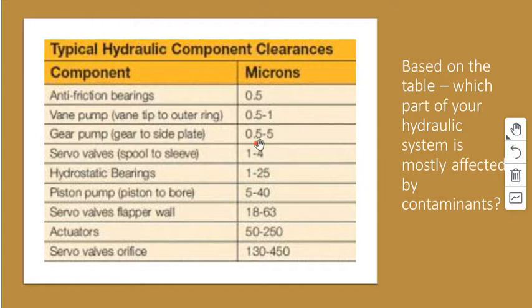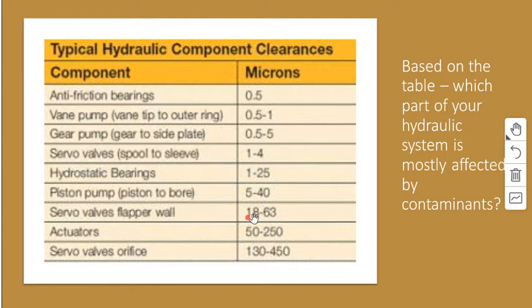We've got a gear pump, and it's 0.5 to 5 microns. Again, bacteria is about 5 microns. They are the big fat bacteria. The smaller ones are 1 micron. Servo valves, 1 to 4 microns. Hydrostatic bearings, 1 to 25 microns. Okay, we have a little bit more space here, but it still starts at the size of a bacteria, and then it goes a little bit bigger. And then piston pump, we've got between 5 and 40 microns.